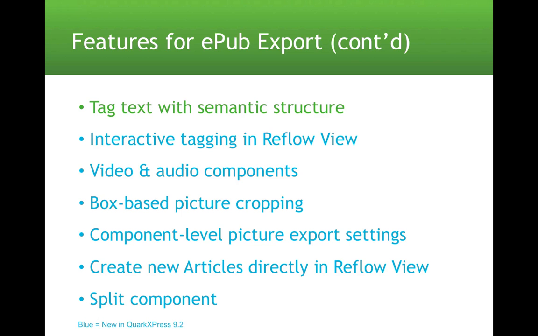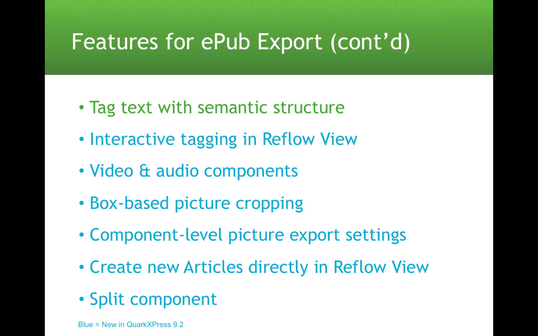You can tag the text, and you should tag the text with semantic structure so that the ePub reader can pick that up. You can do that in the reflow view also. You can add video and audio components. You can crop pictures using the same methods that you already know from QuarkXPress, so no need to relearn that. You can, of course, give the pictures a different export setting for the resolution or the file format that you want to use.